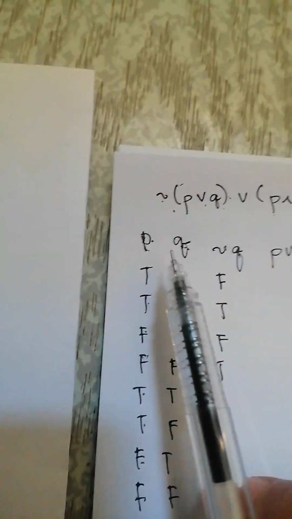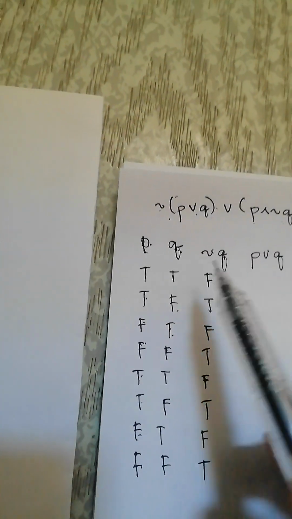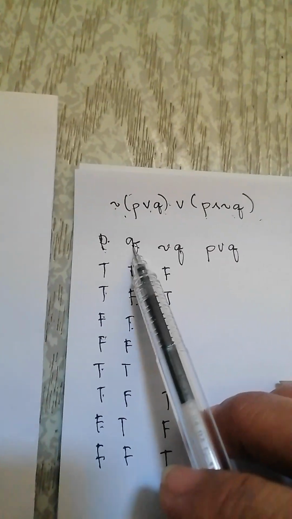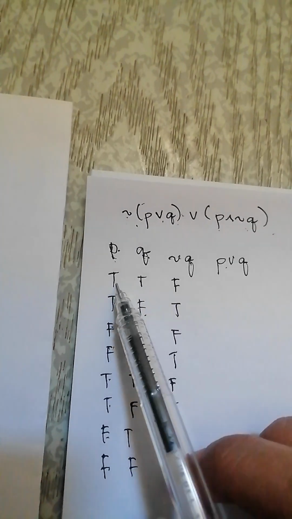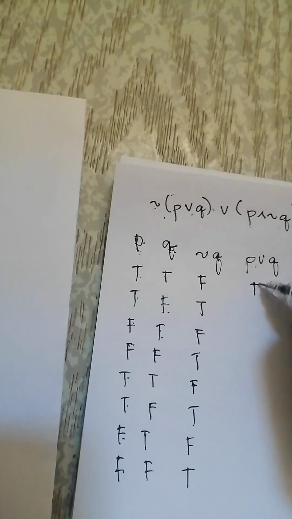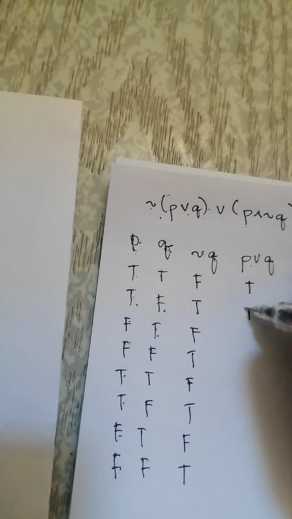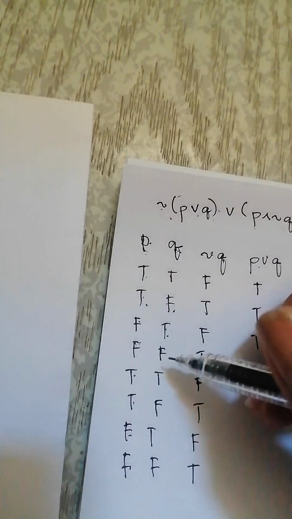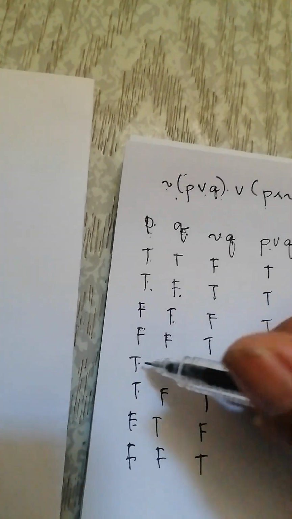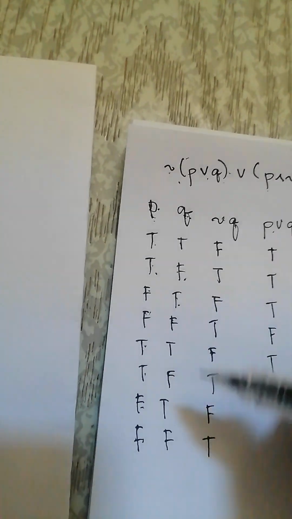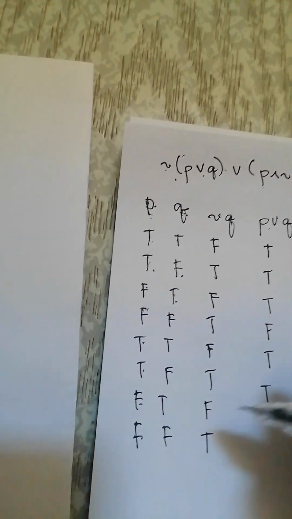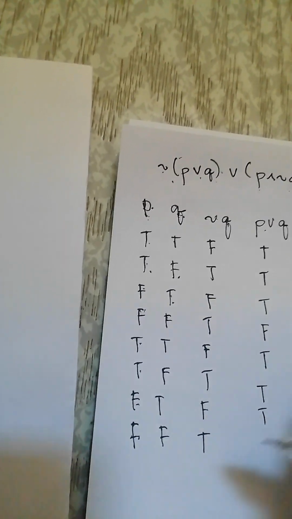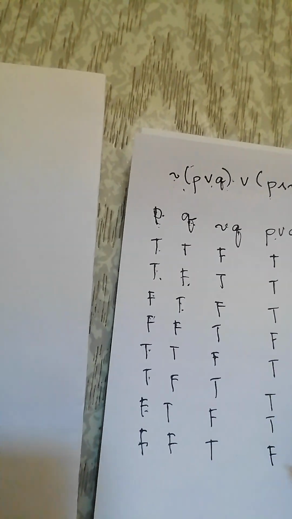Okay, so we're now going to proceed to the P or Q, which is this one. So, true or true is true. True or false is true. False or true is true. False or false is false. True or true is true. True or false is true. False or true is true. False or false is false.